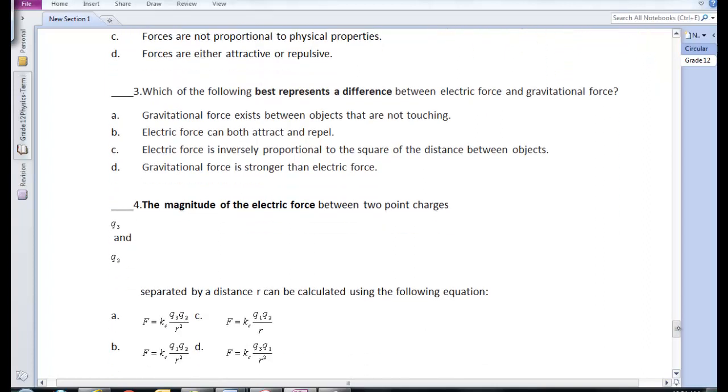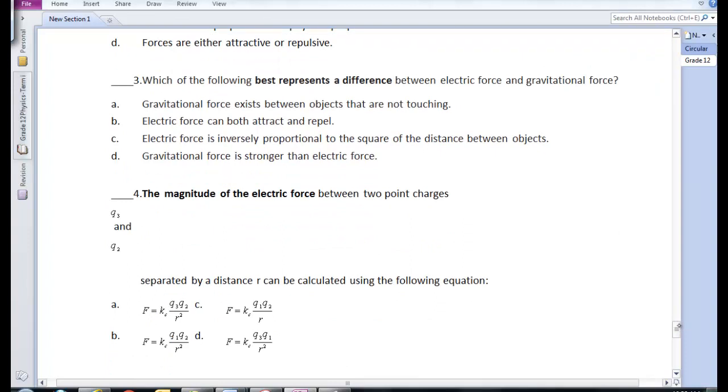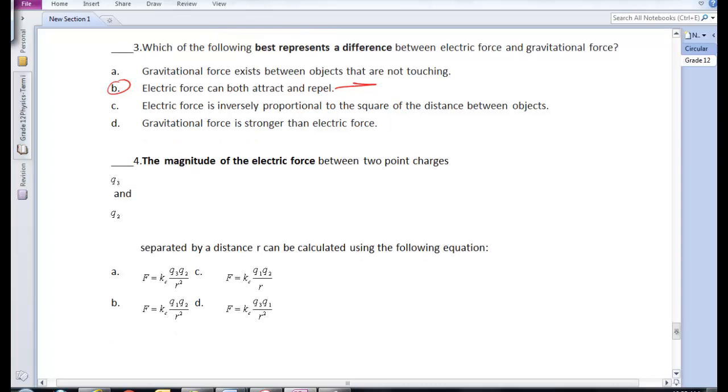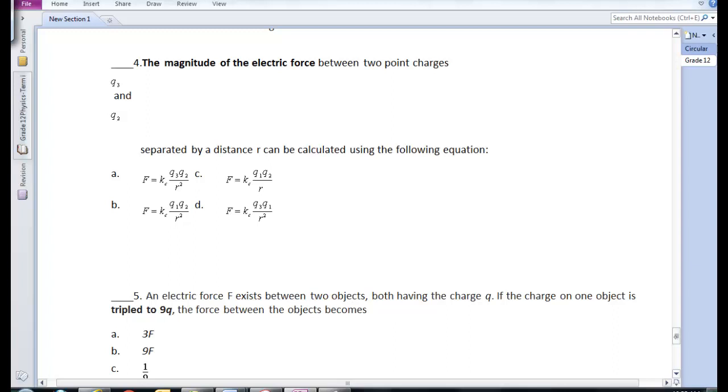Okay, so which of the following best represents the difference between electric force and gravitational force? Again, this is the difference: electric force can be attractive and repulsive, while gravitational force is only attractive. Although this is not scientifically correct, this is what you need to know now, because gravity is not an attractive force. It is a bend in the fabric of space-time.